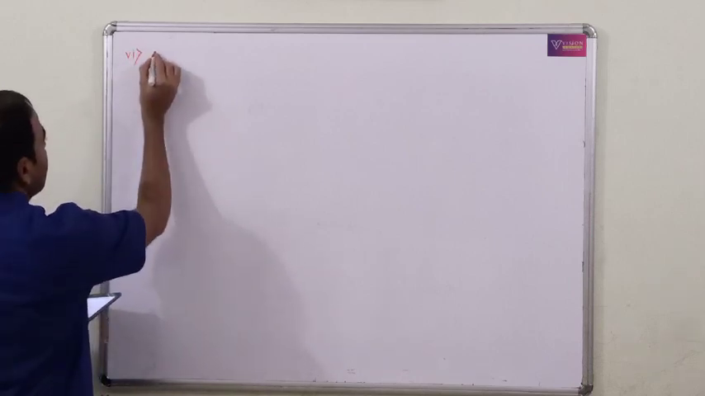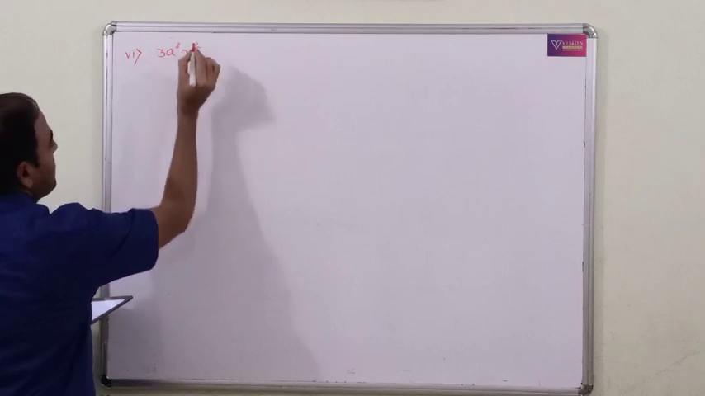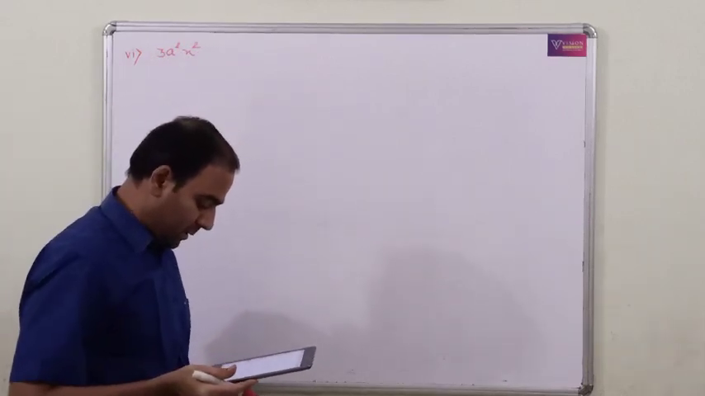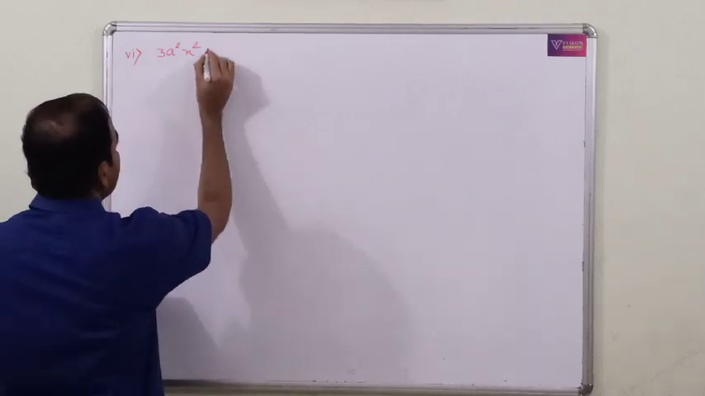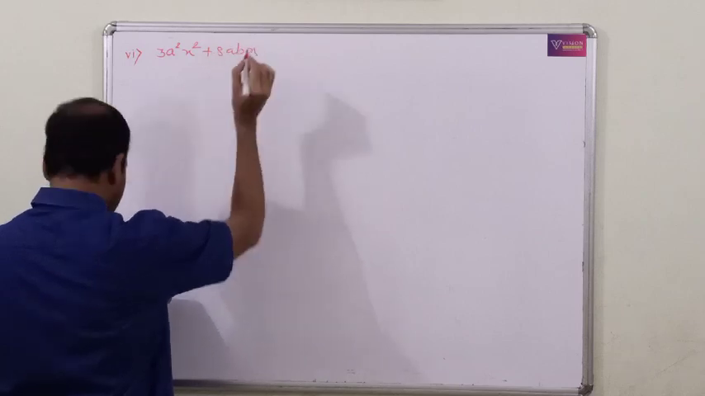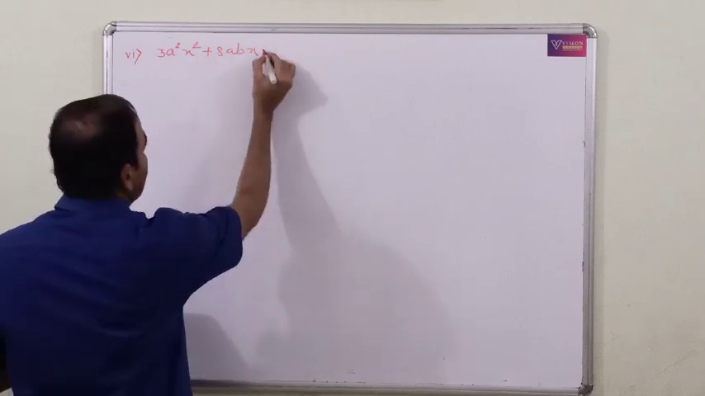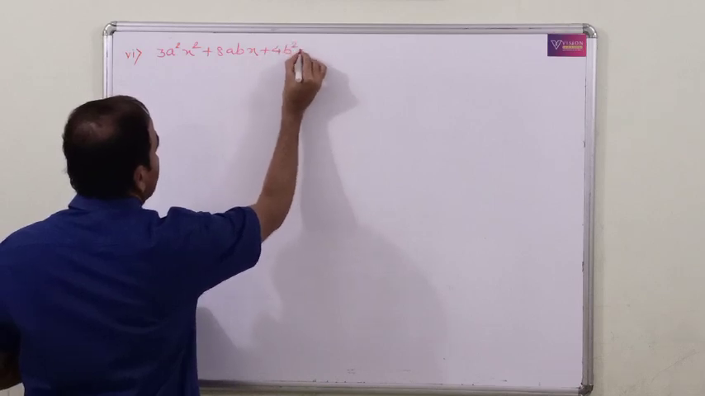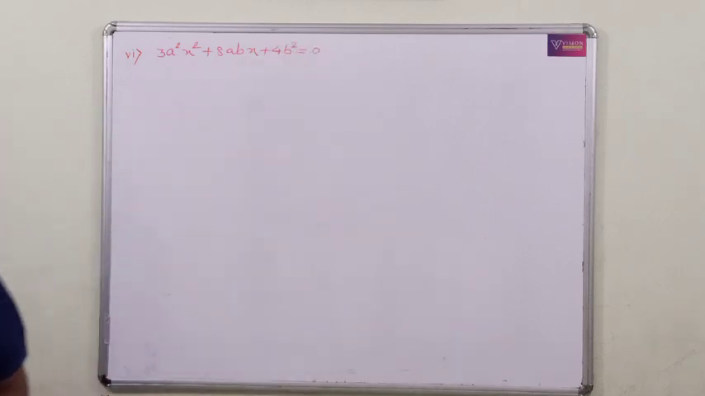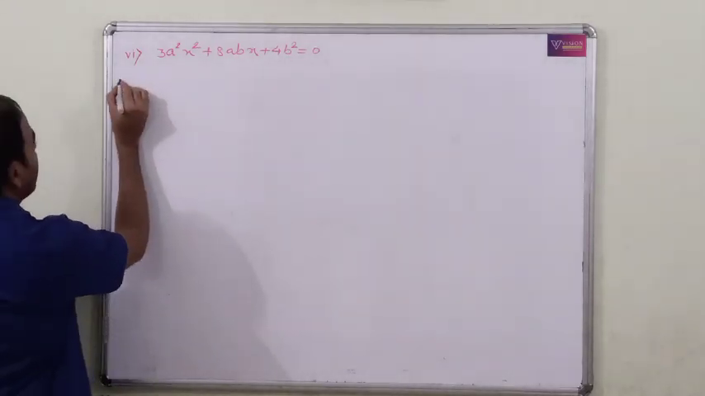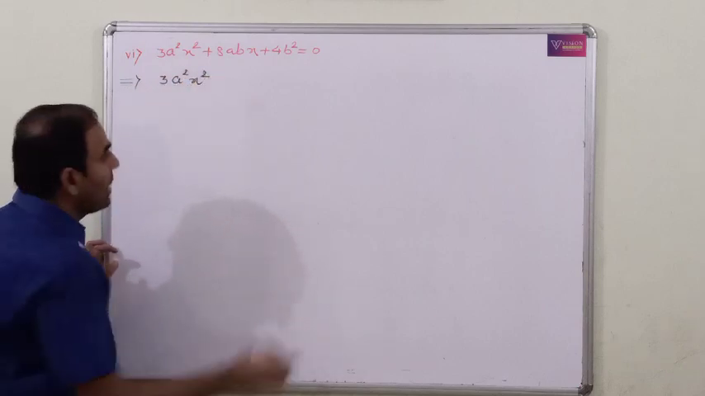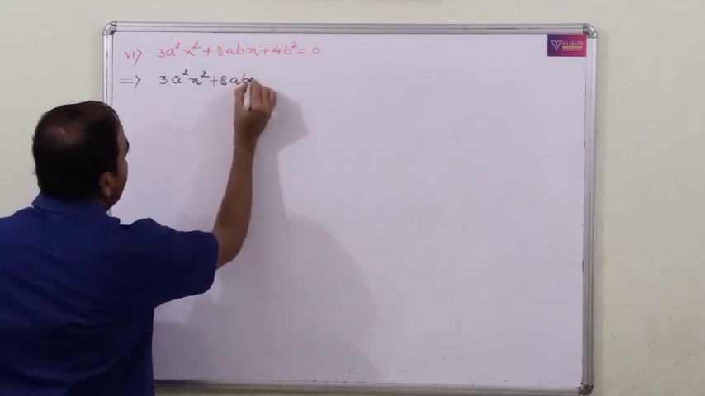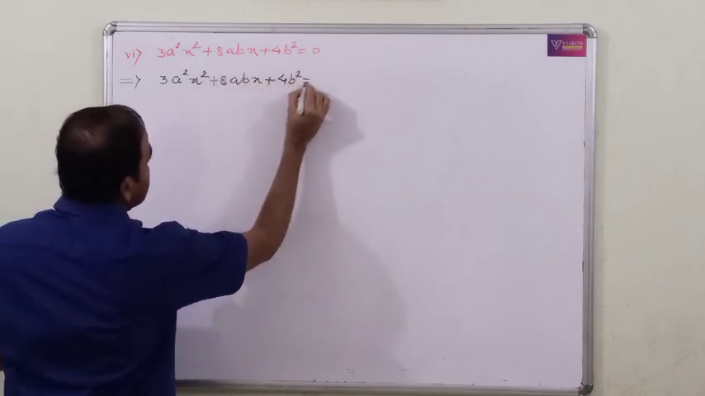3a square x square. The coefficient of x square has no number given, that's why I'm taking it here. Plus 8ab x plus 4b square is equals to 0. Okay. We have to solve this. So we're taking the equation. What is the equation? 3a square x square plus 8ab x plus 4b square is equals to 0.